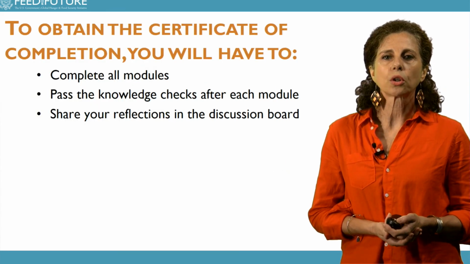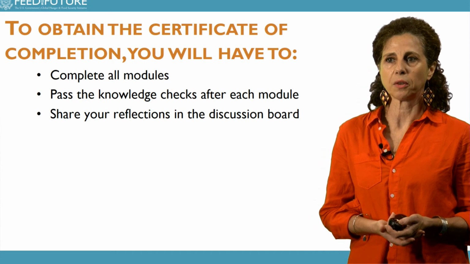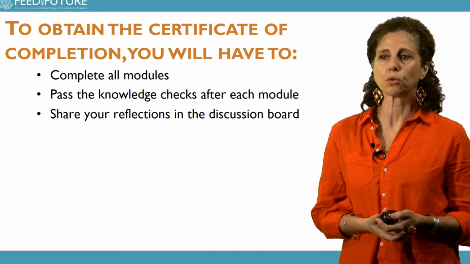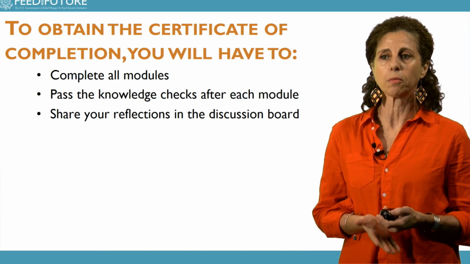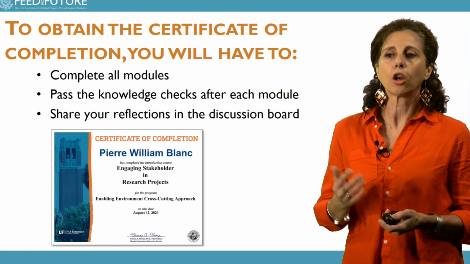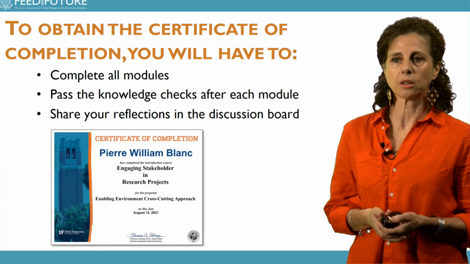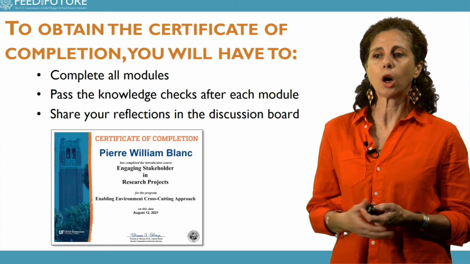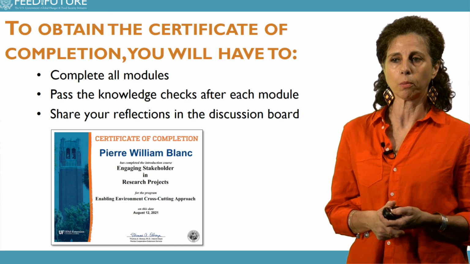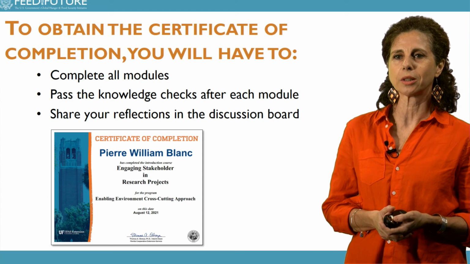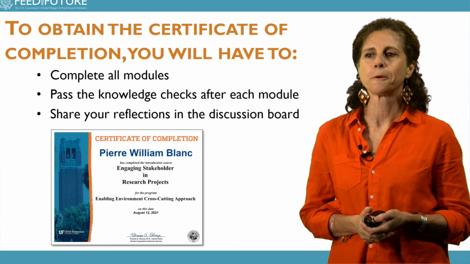At the end of this course, you will be able to obtain a certificate of successful course completion. In order to do so, you'll have to complete the 5 modules, pass the knowledge checks after each module, and then share your reflection in the discussion board. And here is how the certificate of completion might look like. Pierre William Blanc completed successfully the course and earned the certificate.